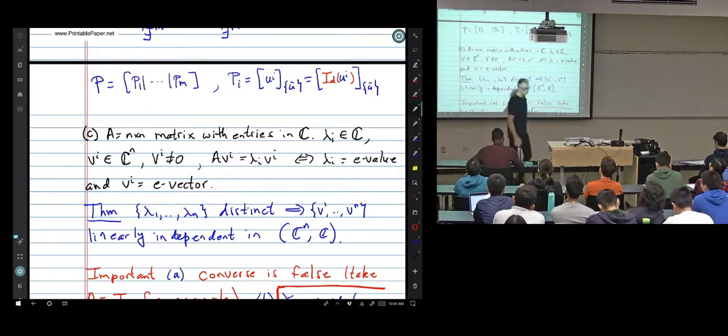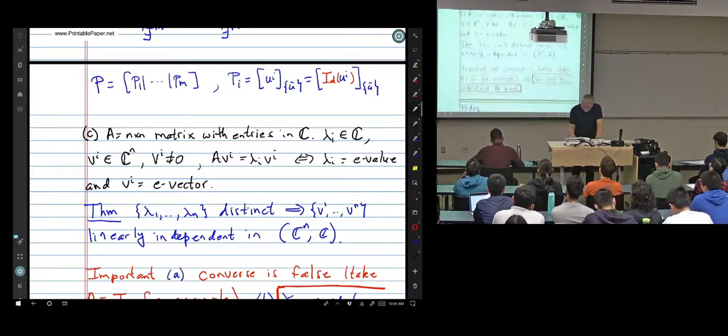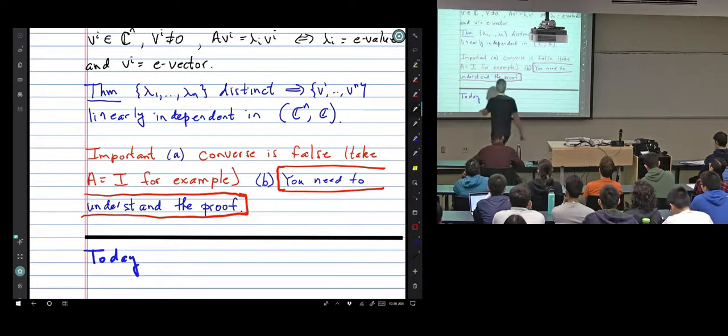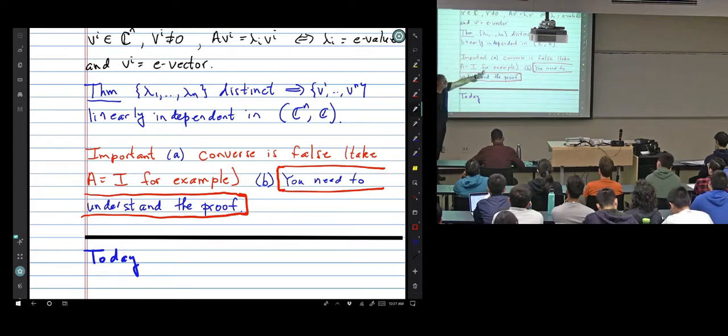So, but in general, that's why we have to play with the complex field. And then it's important to note this is not if and only if. P implies Q, but Q does not necessarily imply P. And the example is the identity matrix. It has repeated eigenvalues, they're all 1, but yet I can build linearly independent eigenvectors.